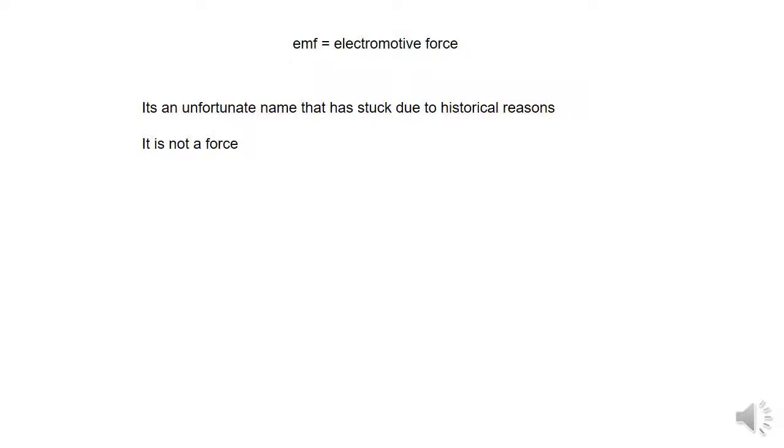We're going to learn what EMF means. Unfortunately, the name EMF stands for electromotive force, and it's a name that has stuck due to historical reasons. It's not really a force. So let's try and define it in a bit of detail in the following slides.